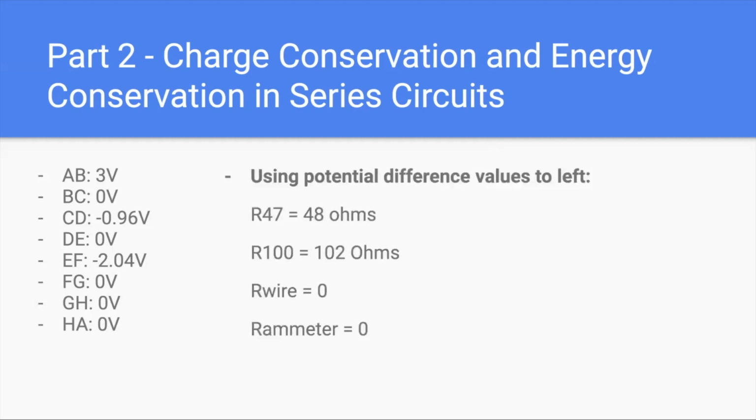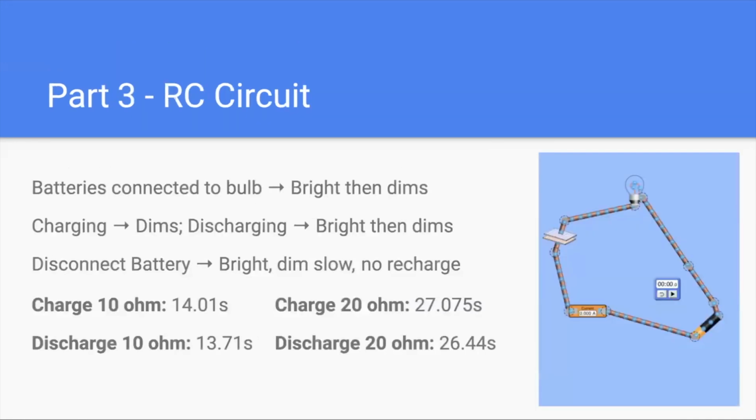So using the potential difference values that I showed earlier that are shown on the left now, we were able to calculate the resistance for the 47 and the 100 resistors, the wire, and the ammeter by using Ohm's law, which is V equals IR. We can say V equals IR, and then that means R equals V over I, which gave us 48, 102, 0, and 0, respectively.